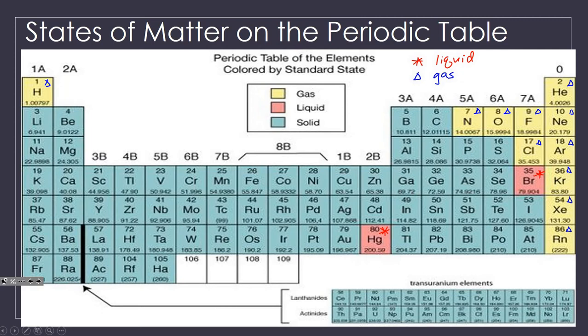If you always remember, the noble gas column is always a gas. And then it's N, O, F, Cl, and hydrogen. Let's try that again. N, O, F, Cl, and H. These are gases at room temperature. Everything else is a solid at room temperature.